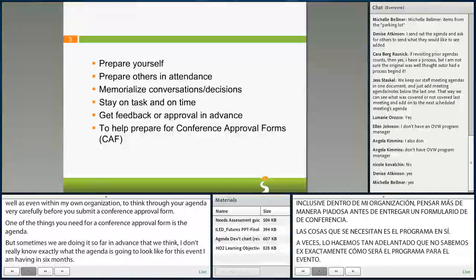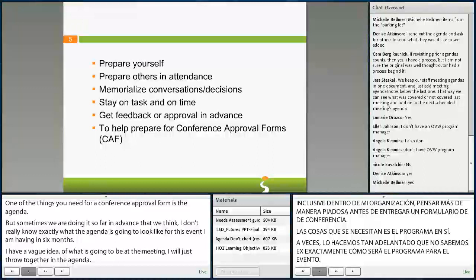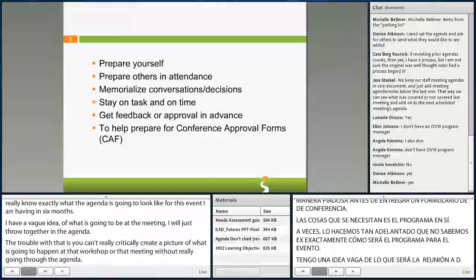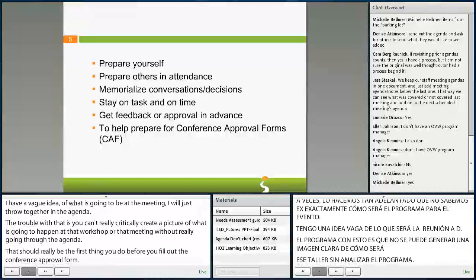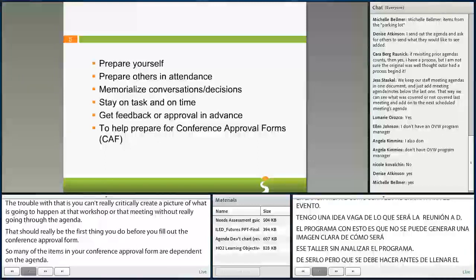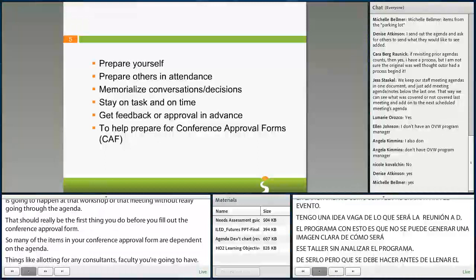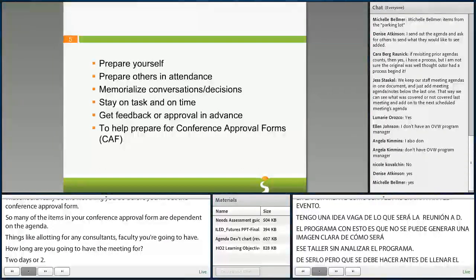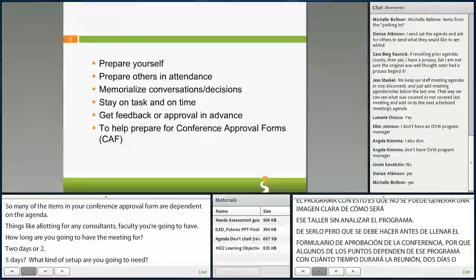Well, the trouble with that is you can't really critically create a picture of what's going to happen at that workshop or at that meeting without really going through the agenda. And that should really be the first thing you do before you fill out the conference approval form, because so many of the items in your conference approval form are dependent on that agenda, right? So things like allotting for any consultants and faculty you're going to have. How long are you going to have this meeting for? Is it going to be 2 days or 2.5 days? What kind of a setup are you going to need? How will you know that you're going to need to budget for, for instance, breakout rooms if you haven't done a detailed agenda yet, right?